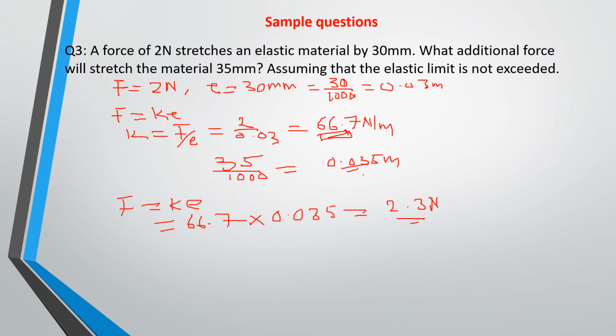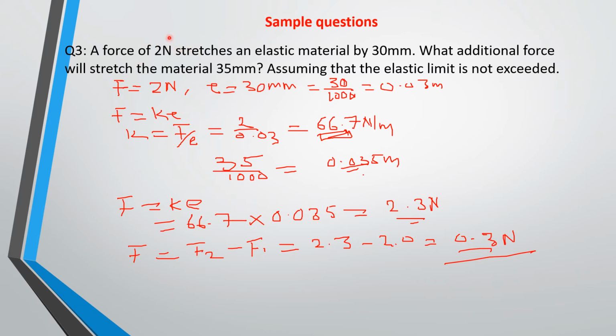So the question is, what additional force will stretch the material 35 millimeters? Already you have this force of 2 newtons. So which additional force do you need now to stretch the material by this? The additional force is the difference between this force and this. So additional force F is equal to F2 minus F1, which is 2.3 minus 2.0, equal to 0.3 newtons.